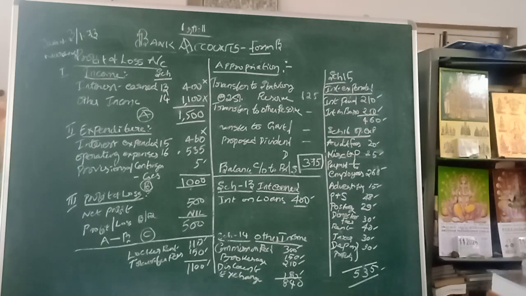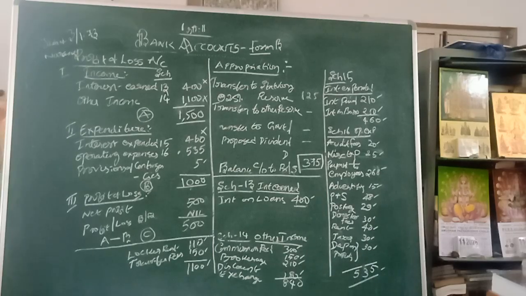Total income minus total expenditure comes to 500 rupees as the profit. And you know very well, statutory reserve of 25% should be created for all the banks, even though it is not mentioned in your problem. So that 25% is charged on the net profit of 500, which comes to 125. So total profit, no previous profit brought forward here, so total profit 500 minus statutory reserve of 125. So balance is 375 rupees.